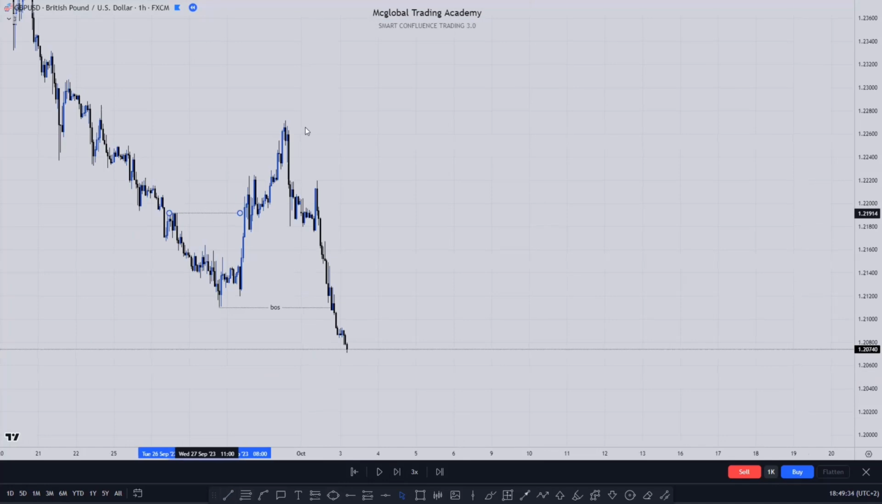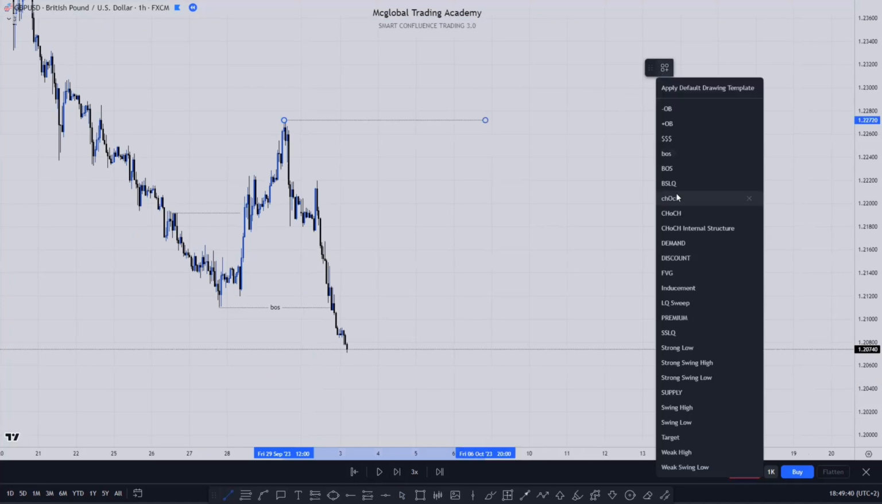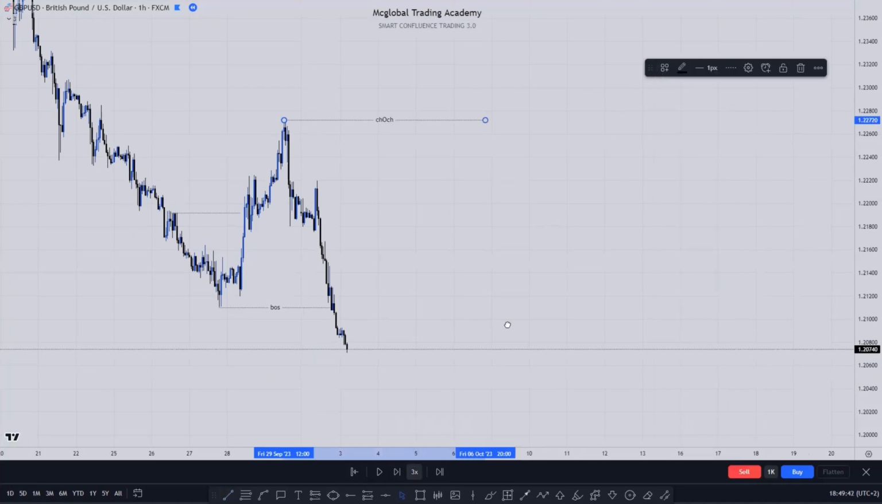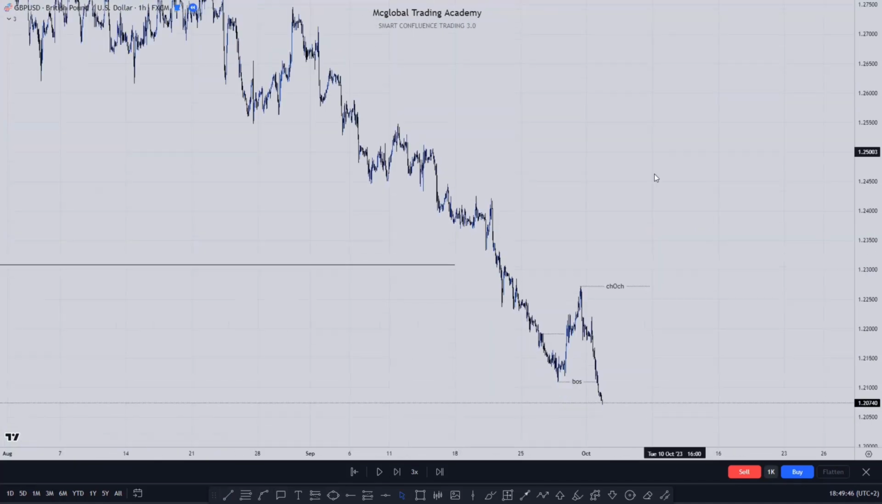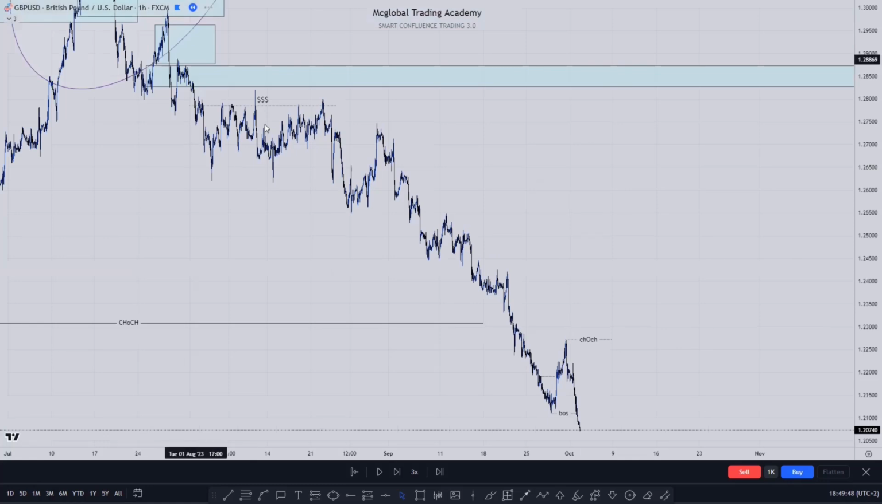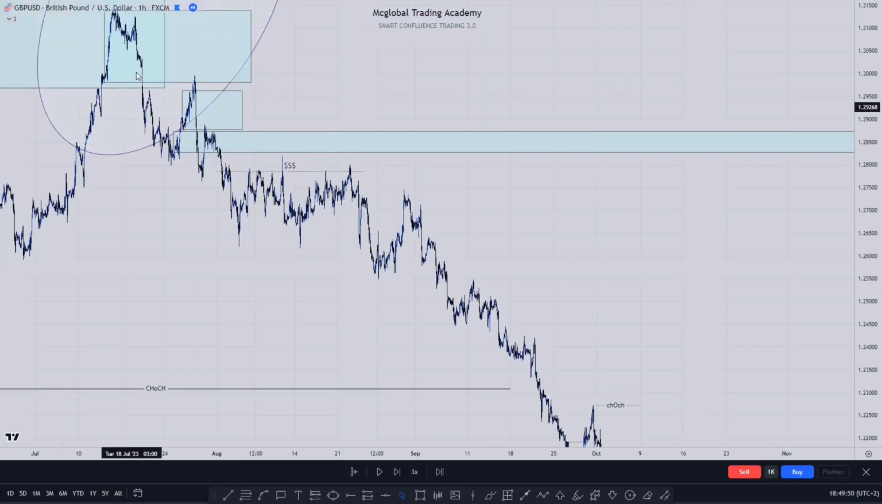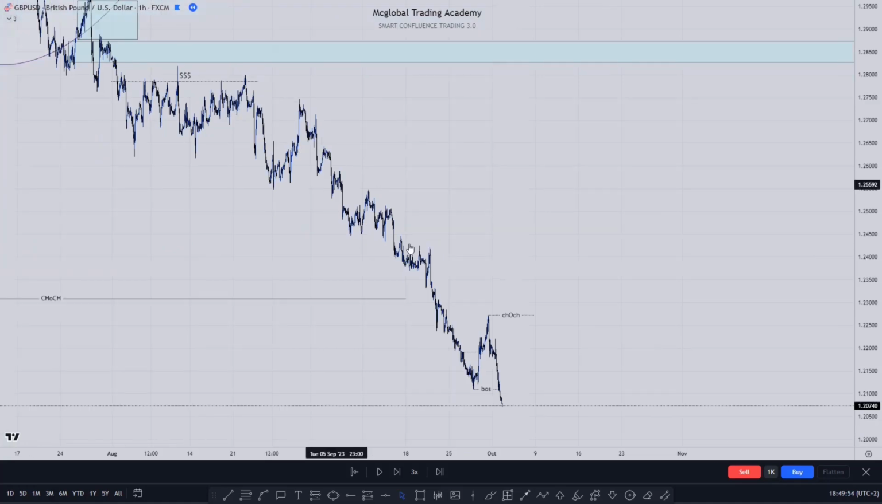The minute they come and take out this lower high, it means that's now a change of character. That change of character simply means we're now going to the upside. They were coming to the downside all the way from the top here, following bearish order flow.